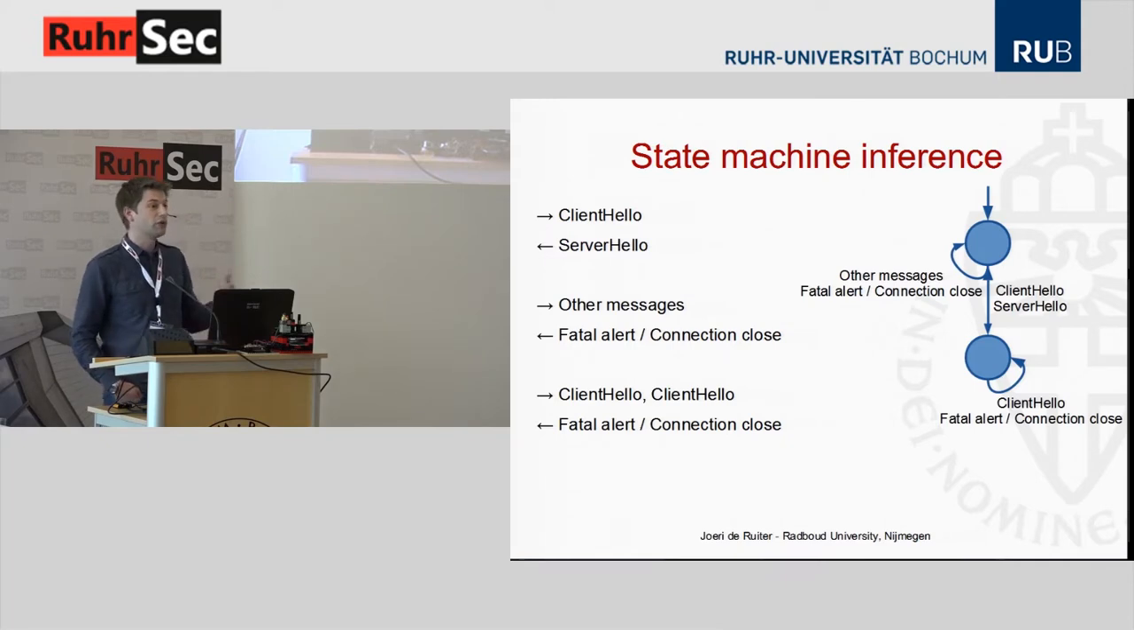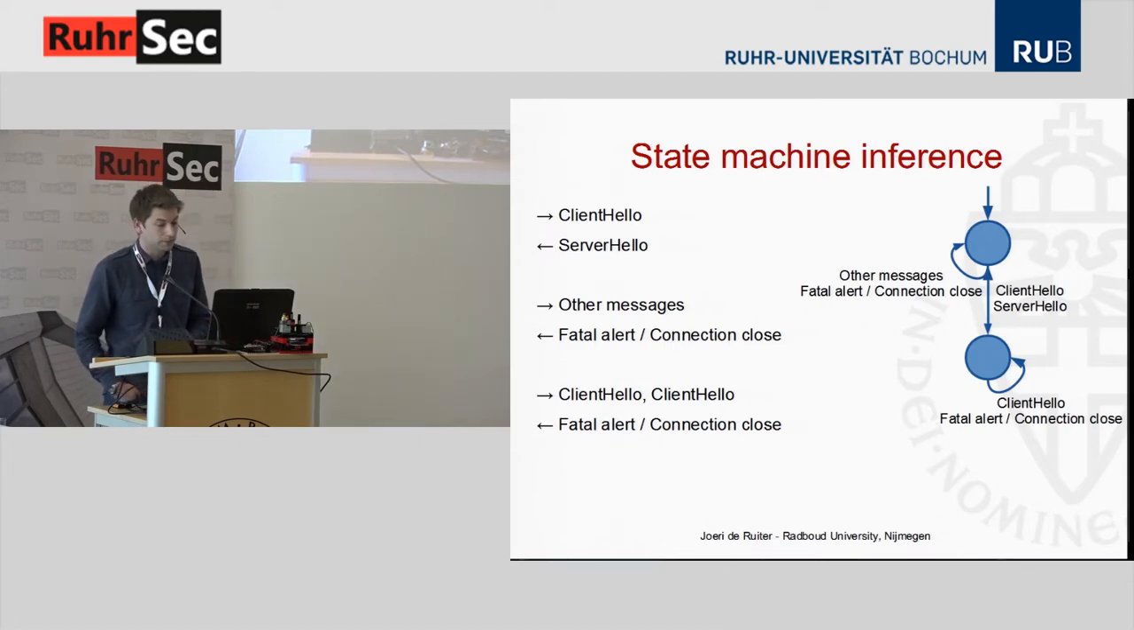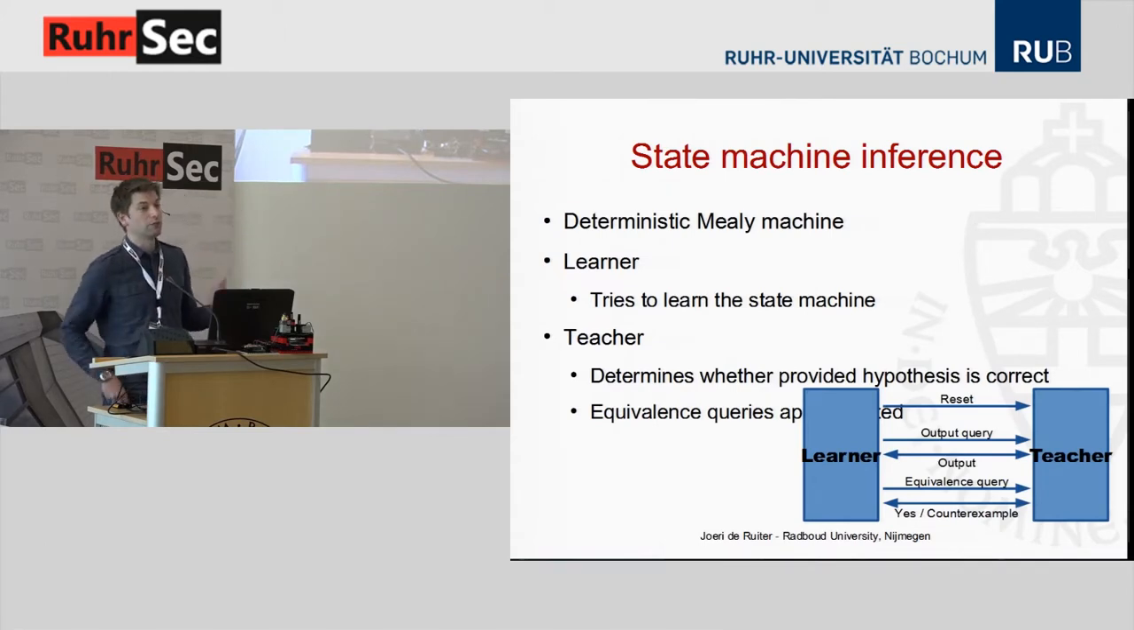So we have to add another state, because apparently if you send a client hello message, you end up in a different state because the second time you send this message, you suddenly get something else back and not a server hello message anymore. So we add this second state to our hypothesis, where we have a self loop with the client hello in the second state and then expect a fatal alert back. And we continue this process until we have some hypothesis that we're relatively sure is correct.